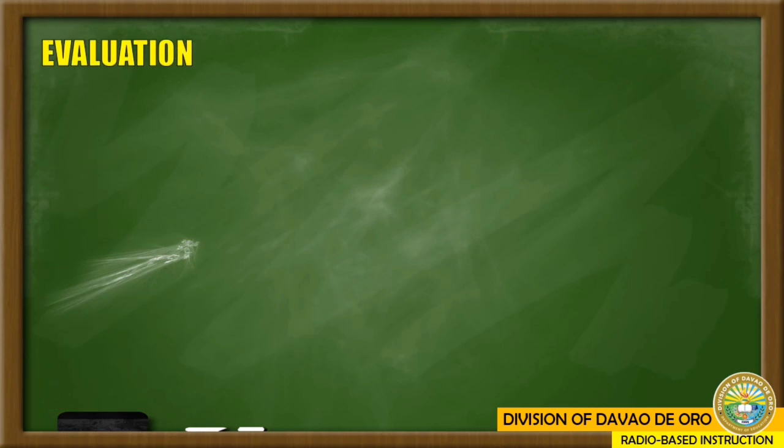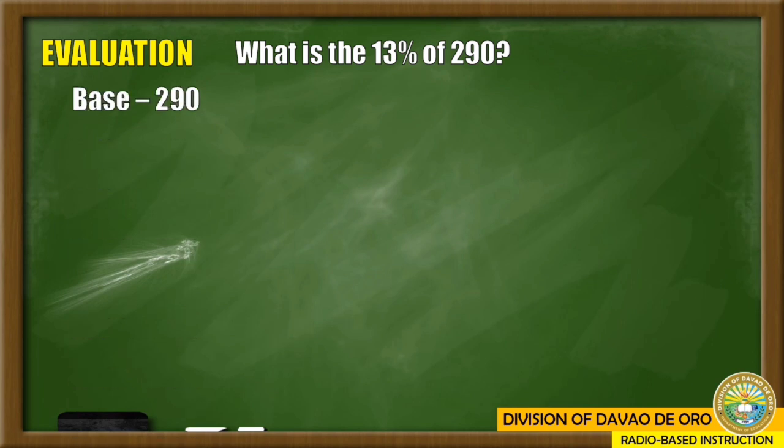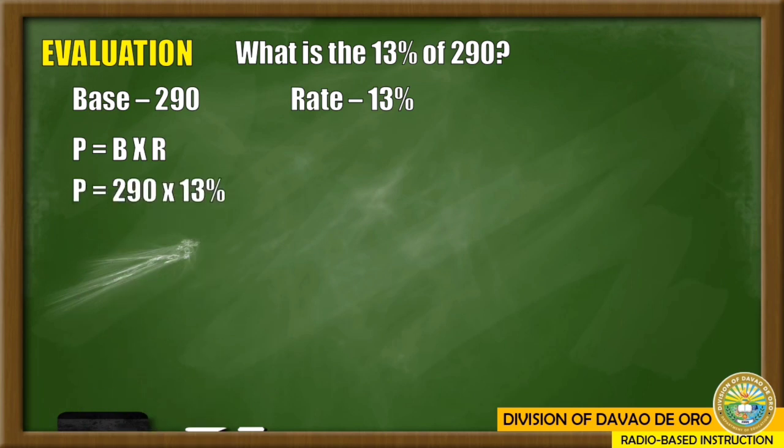Okay, let's check question number 3. What is the 13% of 290? Okay, our base is 290. Our rate is 13%. Our formula is percentage is equals to base times rate. Then we will put the value of base, which is 290, and our rate is 13%. Then we will convert 13% into 0.13. Then we will multiply. So 290 times 0.13, we will start from 3 times 0 is equals to 0.